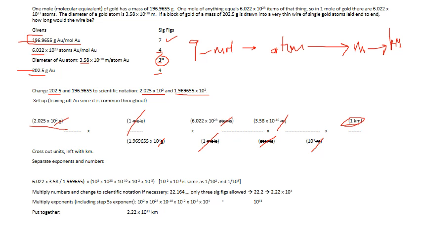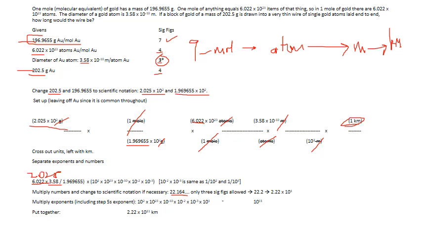All right, so now what I do is I'm going to separate the exponents from the real numbers. So I get 2.025 here times 6.02 times 3.58 divided by 1.696. So I'm not going to do anything with sig figs yet. Just do the dirty math, okay? Don't worry about sig figs until you're done. We know that we're only allowed 3.